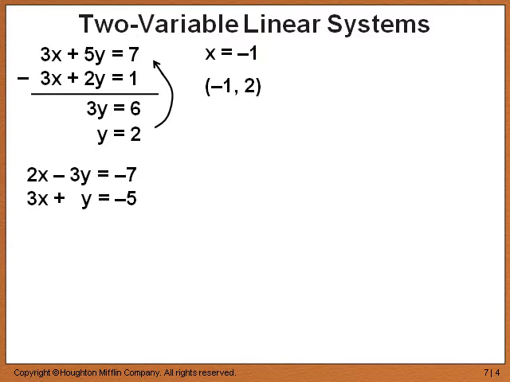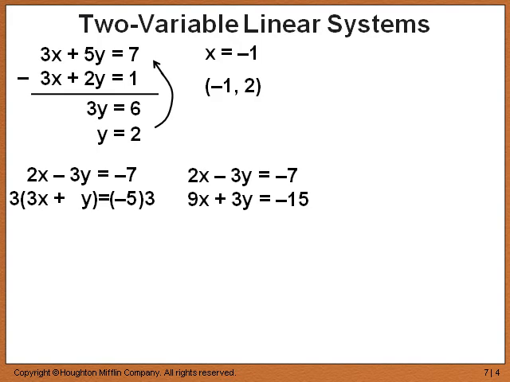Here's another example. 2x minus 3y equals -7. 3x plus y equals -5. Now here, the first thing we do before we proceed to eliminate a variable is we multiply the second equation by 3 on both sides. And that's to get the y terms to match. So we'll end up with this as our new system. 2x minus 3y equals -7. 9x plus 3y equals -15. And now we simply add the equations.